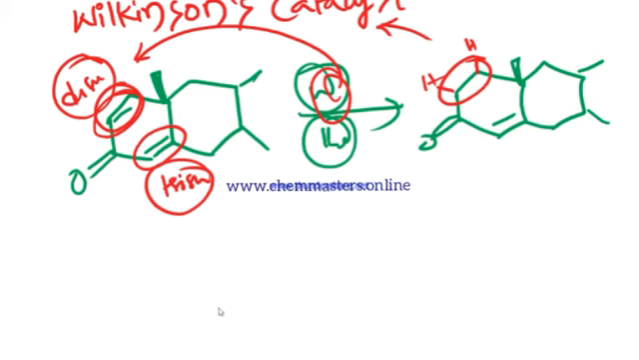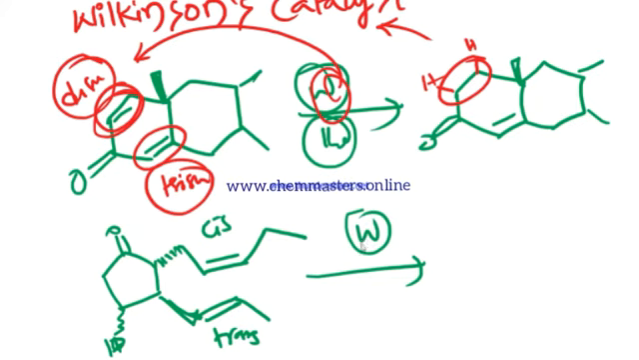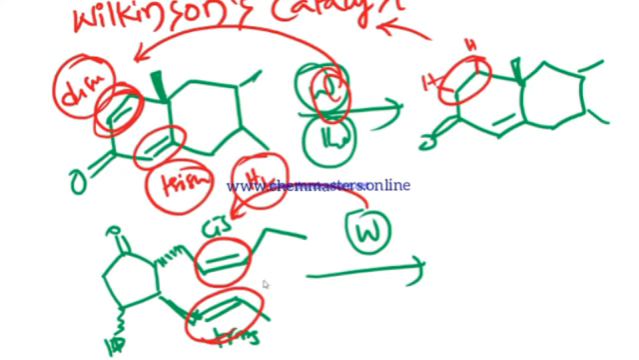Now just take another example, with two types of unsaturation parts on it. Here we have one cis substituted olefin, and here we have a trans substituted olefin. Whenever we apply Wilkinson's catalyst, as we said, substrate selectivity applies: the cis olefin prefers to get hydrogenated with Wilkinson's catalyst, so the trans olefin is not going to be affected by it.